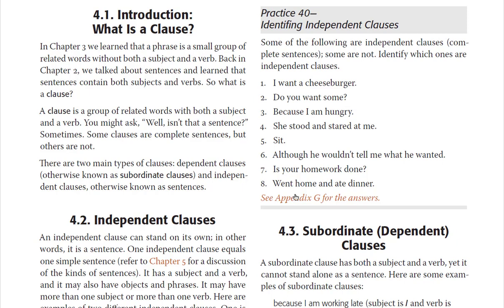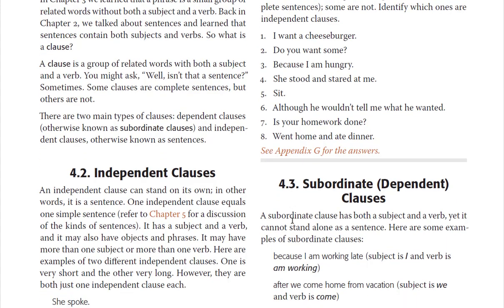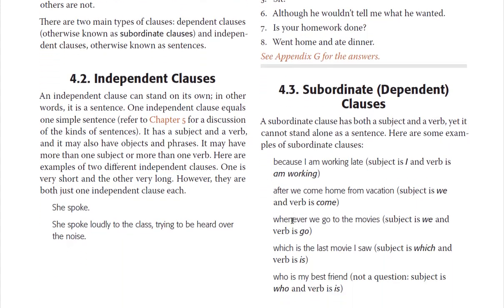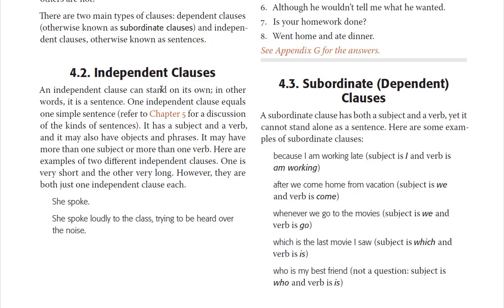Went home and ate dinner. Okay, that is totally a dependent clause because who went home? Who ate dinner? It's like you're missing your subject. So that is a sentence fragment. And so here you have subordinate clauses. So remember, you have two kinds of clauses. Independent clauses, which are complete thoughts, and then dependent clauses or subordinate clauses, which are not complete thoughts.